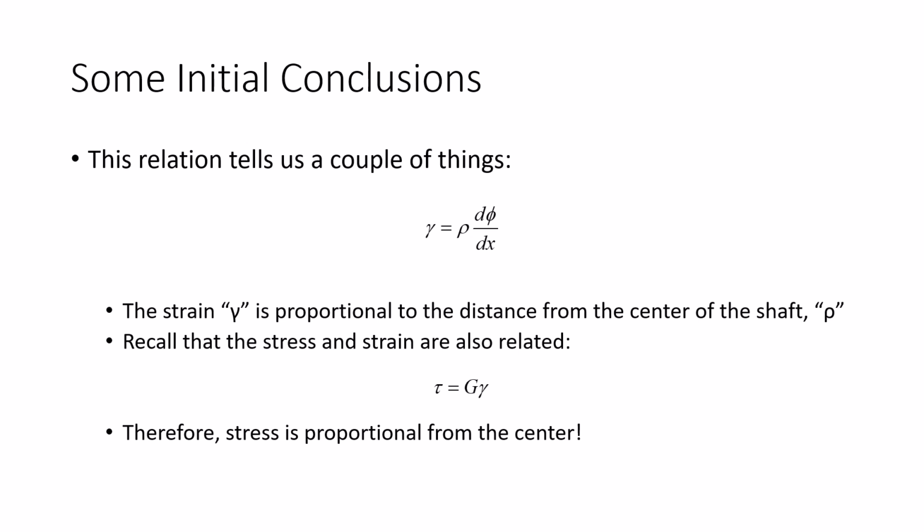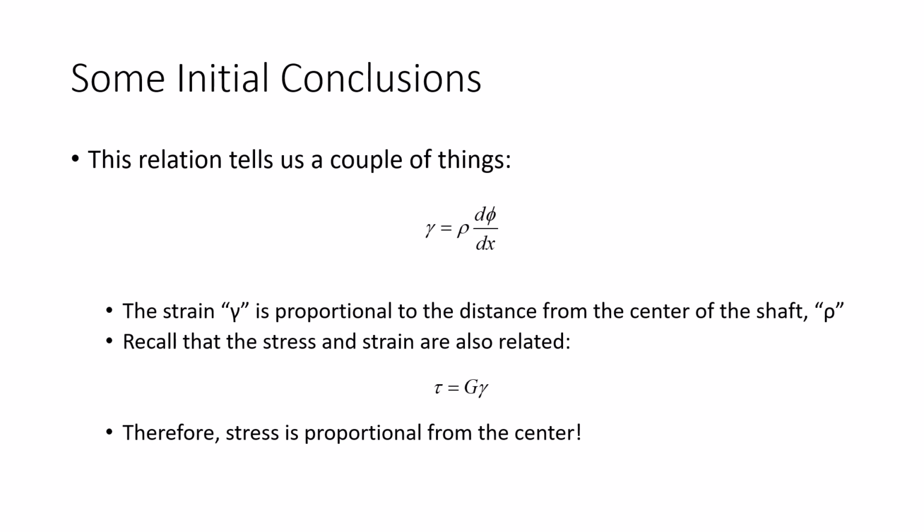So it's also one of the reasons why pipes tend to be pretty common for circular shafts, because the center's not seeing anything. Maybe we don't need that material in the middle because it's not doing anything, right? It's not seeing any stress. It's not contributing to the system, right? So pipes are pretty common for torsional shafts, and that's why.